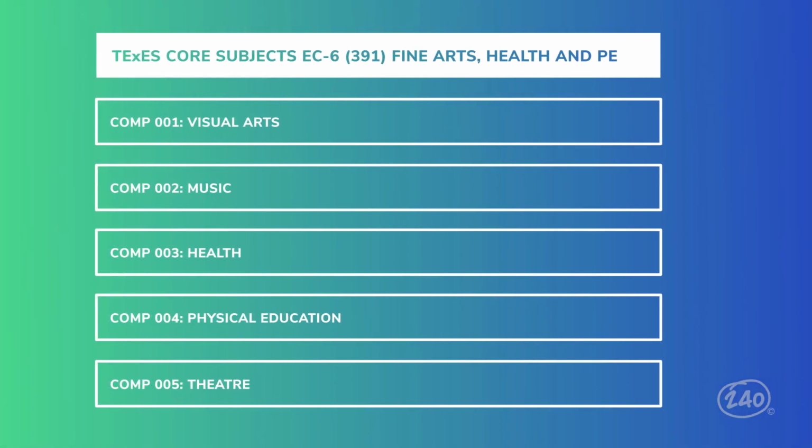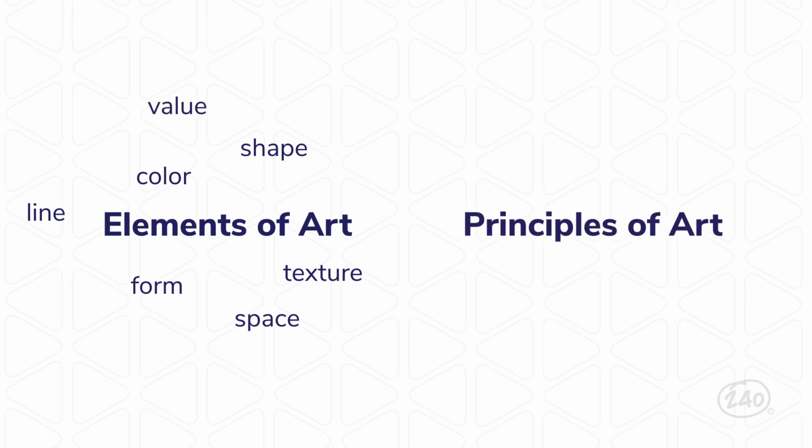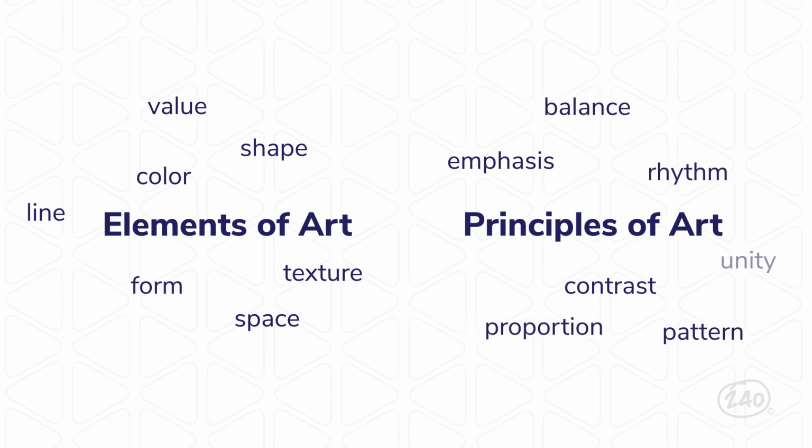Let's take care of our fine arts competencies first. Then we'll finish up with health and PE. Competency 1 covers visual arts, so art you look at. You'll need to know elements of art, such as color, texture, shape, form, line, space, and value. And principles of art, like emphasis, contrast, pattern, rhythm, balance, proportion, and unity.